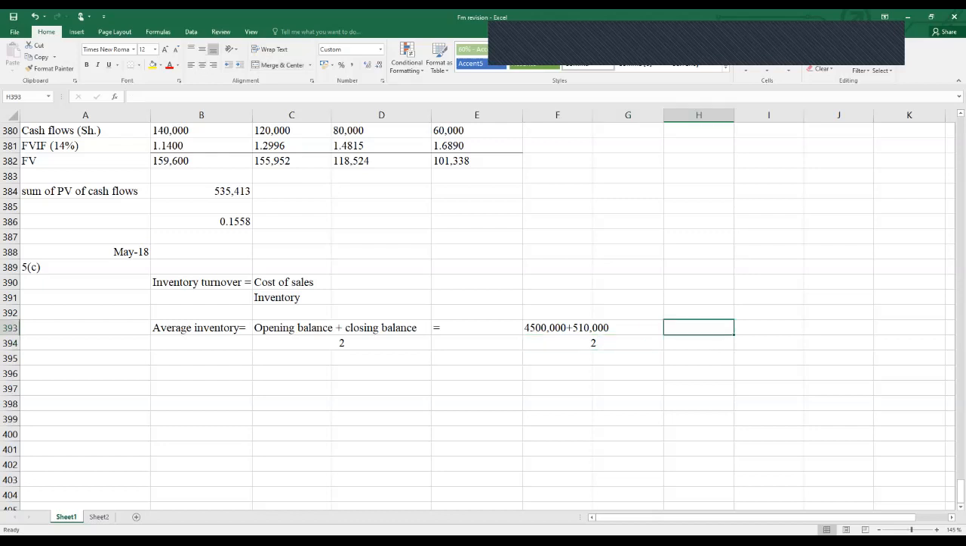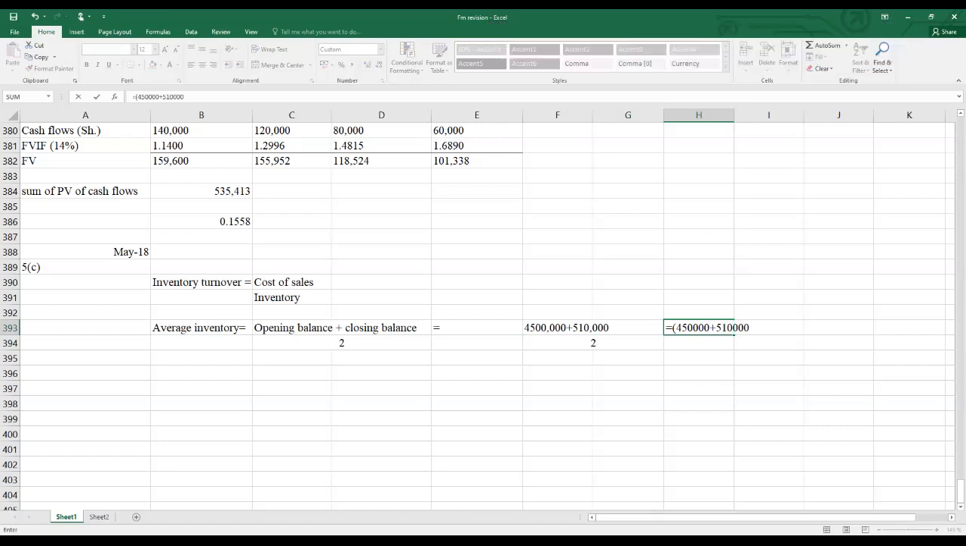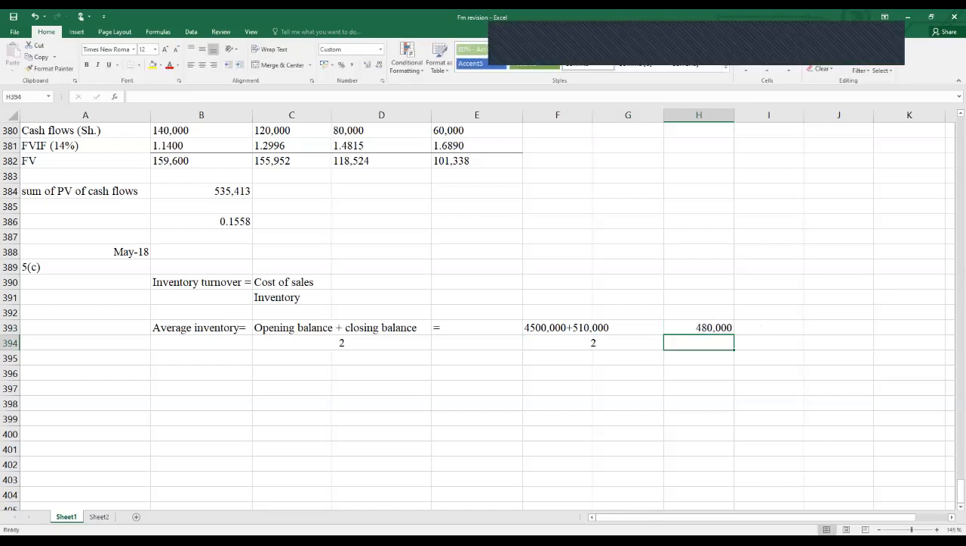Let me do the calculation here. 450,000 plus 510,000, and we divide by 2, and we get 480,000. So that is the average inventory figure.